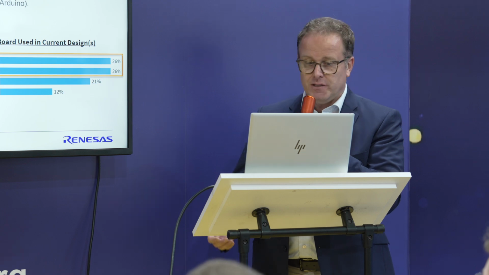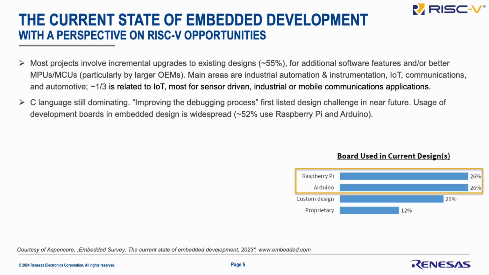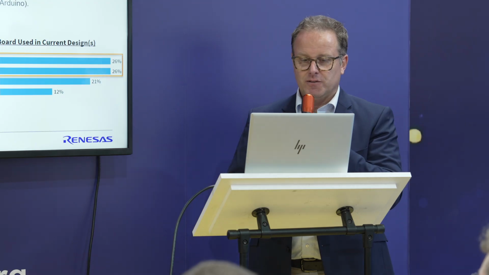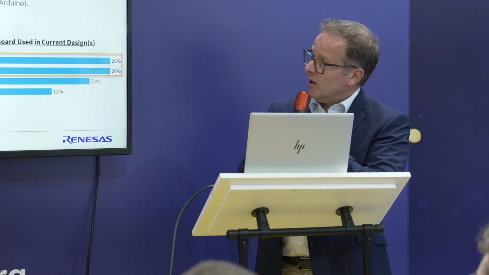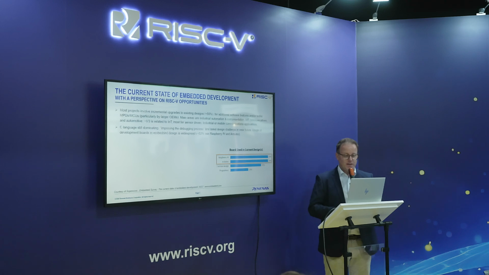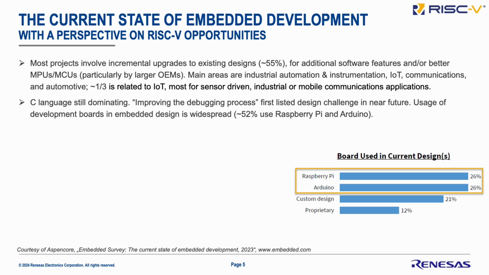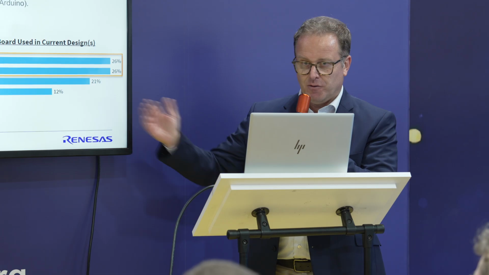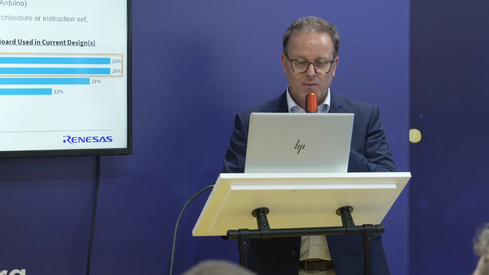The C language is still very dominant, and the comment about improving the debugging process was the first listed design challenge in this survey. Users could simply choose among different topics which one is the most relevant to them. Using development boards is very popular, very widespread, and surprisingly Raspberry Pi and Arduino seem to have quite a strong foothold for proof of concept design, and the rest obviously use either their own developed boards or proprietary boards. I assume this means coming from the semiconductor supplier itself.